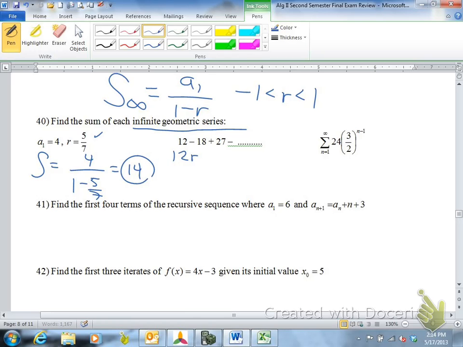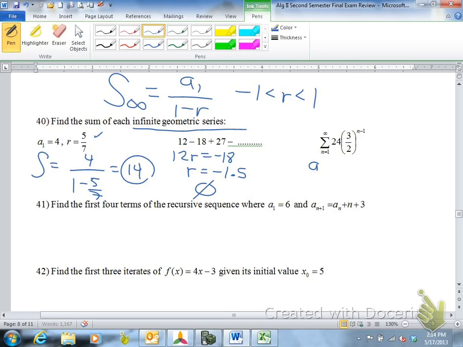For the next one, you have to find R. So 12R equals negative 18. So when you divide by 12, you would get negative 1.5. This R, however, is not in the interval, negative 1 to 1. So you would say no solution. It's not valid to use this formula on this question.